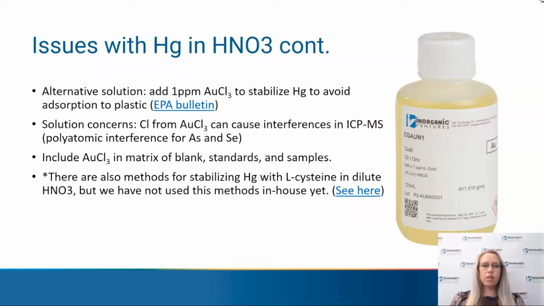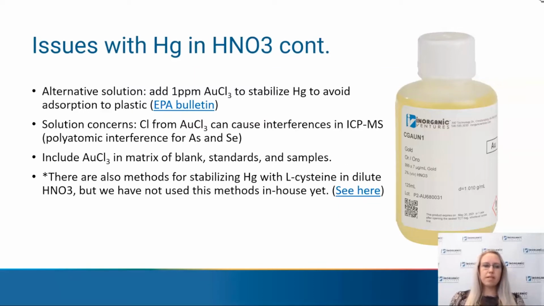So this still may cause some interference issues if you're looking at arsenic or selenium on mass spec from the chloride. But since it is such a low level of chloride, if you just add that 1 ppm gold to the matrix of your blanks, standards, and samples, this should account for any interference issues that you potentially may see.